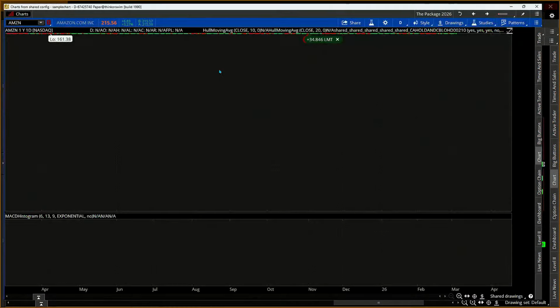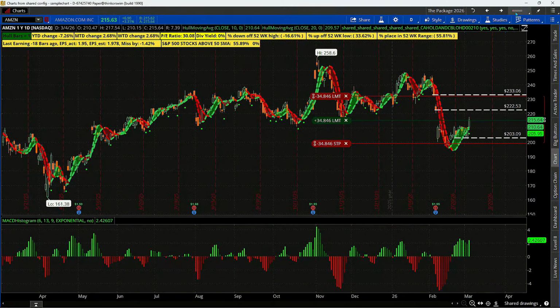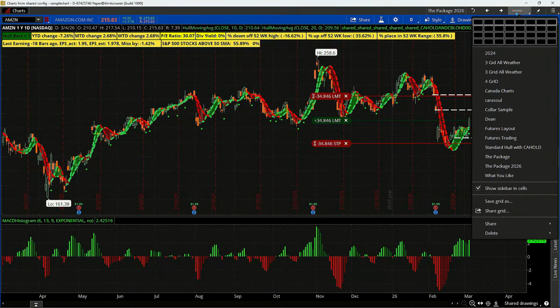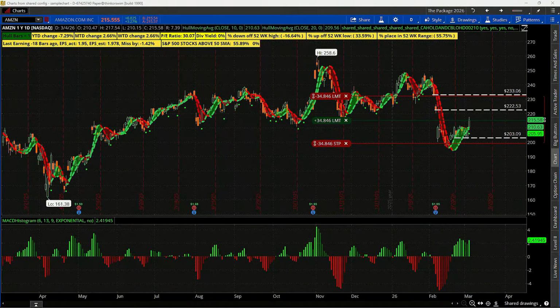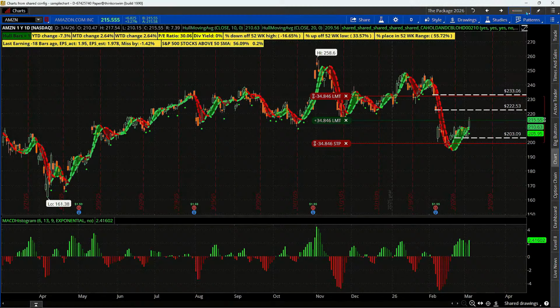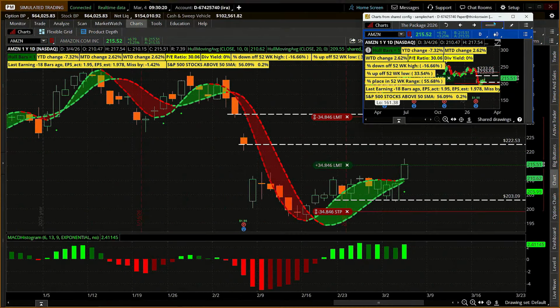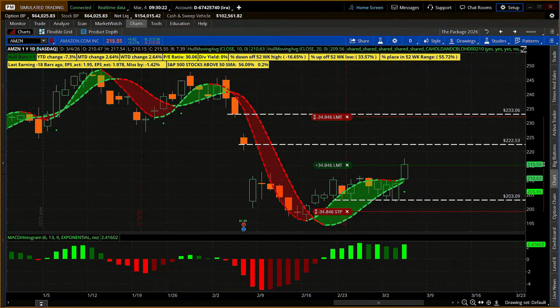Let's maximize that. Now, if you said, how do I save it? I'm going to go to these little boxes right there, and we can just go Save Grid As. We'll call it the package of the charts, 2026. Okay, save. Where did it go? That's right there, and you're going to see, there it is. Okay, so I want to make sure that you have those resources. There are some great charts on there. Speaking of some other charts.